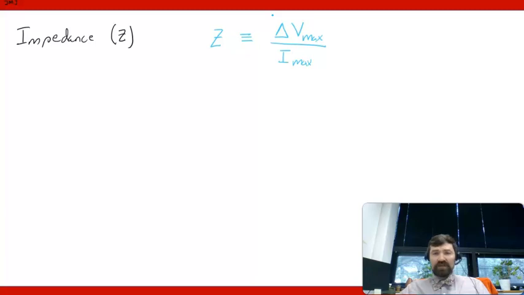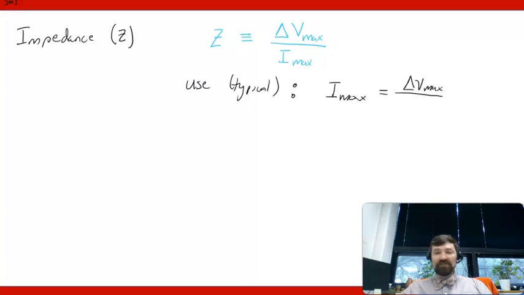So how do we get the impedance for the system? Like this equation right here, you actually use it. Typical use is that once you know what the impedance is, the maximum current drawn, Imax, will be delta Vmax, the maximum output voltage, divided by the impedance. So this is the typical way in which you will actually use this equation.